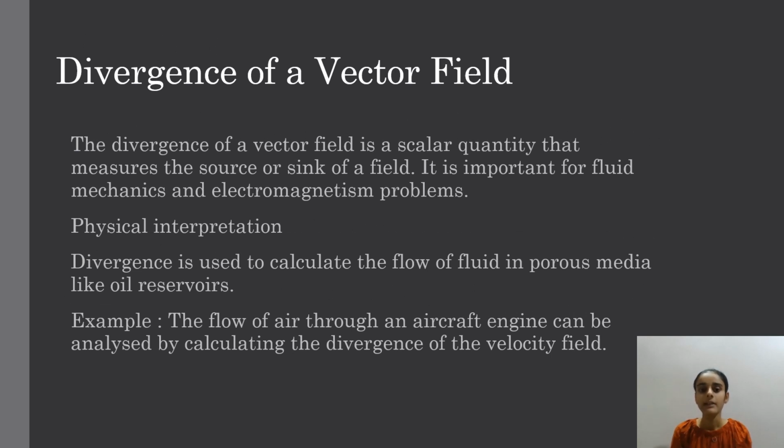Divergence of a vector field. The divergence of a vector field is a scalar quantity that measures the source or sink of a field. It is important for fluid mechanics and electromagnetism problems. Physical interpretation. Divergence is used to calculate the flow of fluid in porous media like oil reservoirs. Example, flow of air through an aircraft engine can be analyzed by calculating the divergence of the velocity field.